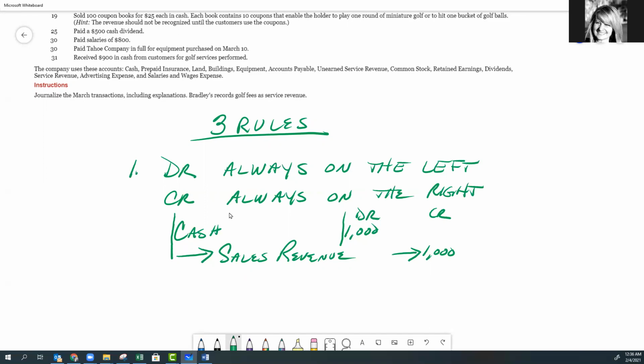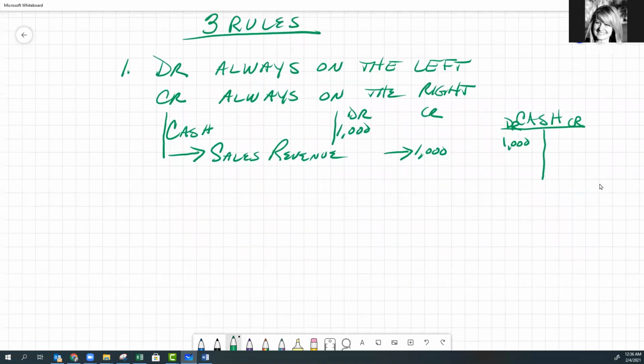If we are working with T accounts, which we will do, and again, we'll explain more about that later, let's say it's the cash account. If we are debiting cash, we're going to write it on the left because debits are always on the left and credits are always on the right. So that is rule number 1 of debits and credits.